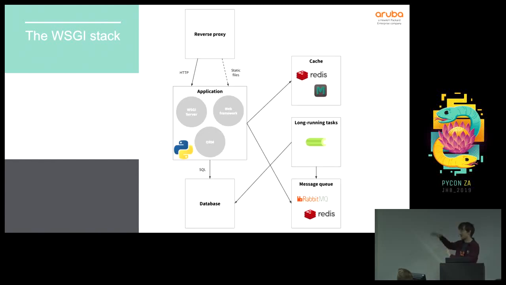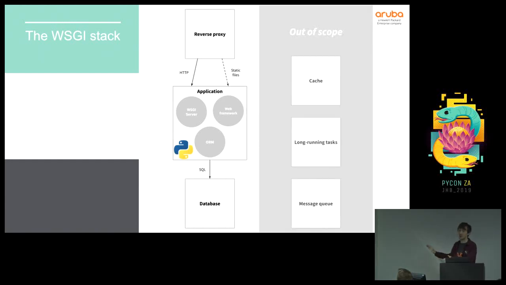In reality, there's probably a bunch more stuff, depending on how complicated your application is, like a cache. Maybe you have Celery running some long-running tasks. Maybe Celery needs a message queue for all those tasks. But for today, I'm saying those are out of scope. I don't think running those on Kubernetes drastically changes things.